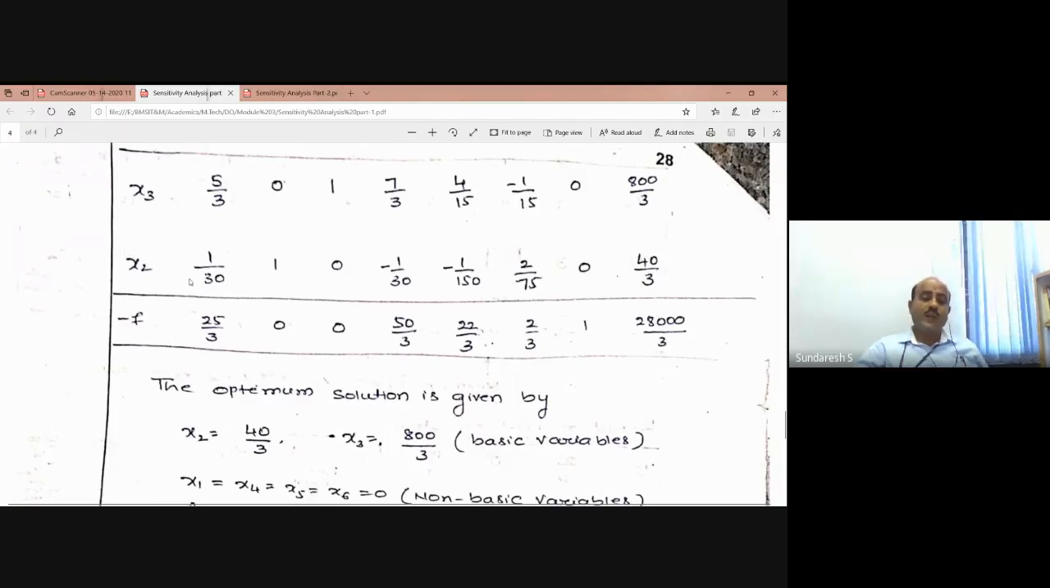In the similar way, you can get the cost coefficient row also after the pivot operation. So we're going to get it as 25 by 3, 0, 0, 50 by 3, 22 by 3, 2 by 3, 1, 28,000 divided by 3. So please do that.